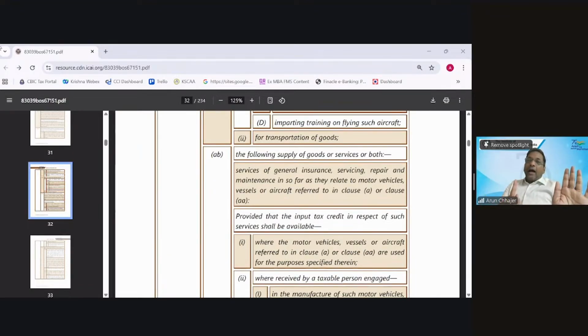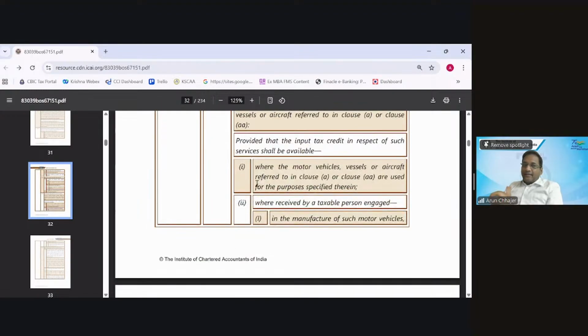If ITC on the original vehicle is permissible, then its repair and maintenance is also permissible. Can I say this? If ITC on the original vehicle is not allowed, then ITC of its repair and maintenance is also not allowed. Can I say this? Correct. That is the thumb rule, you can say.